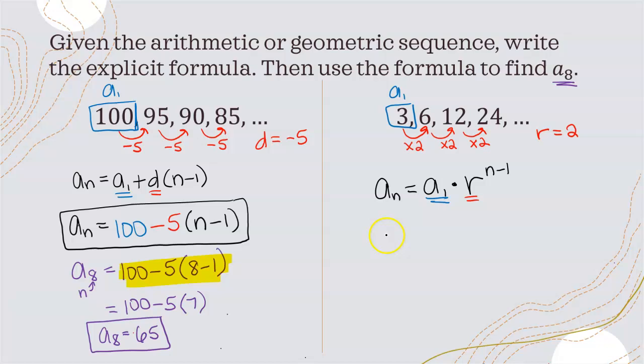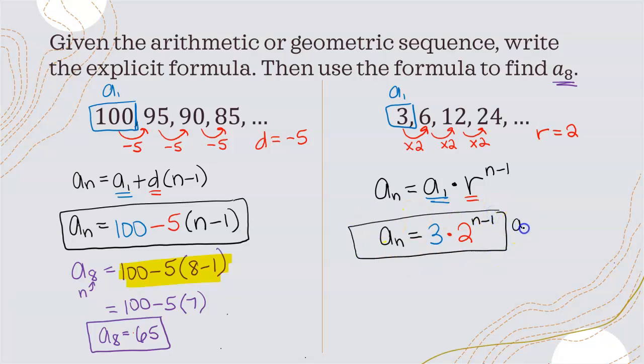So now my formula would be a sub n is equal to 3, the a sub 1, and then times r, which is 2, to the n minus 1. Now you might notice that this looks similar to our exponential function where we had our y-intercept and our multiplier, and it is very similar. The big difference is in our exponent we have n minus 1. So then this would be my explicit formula.